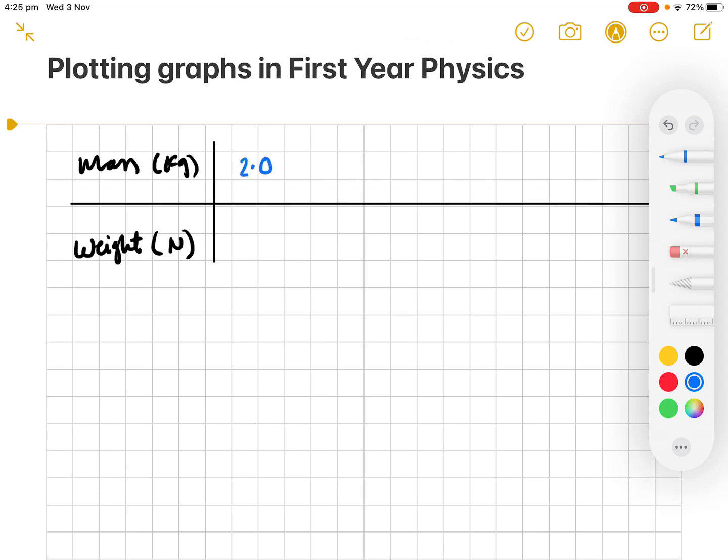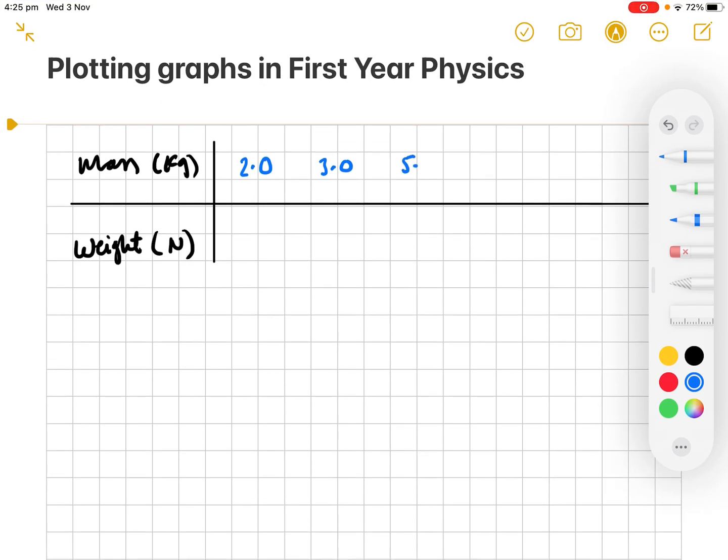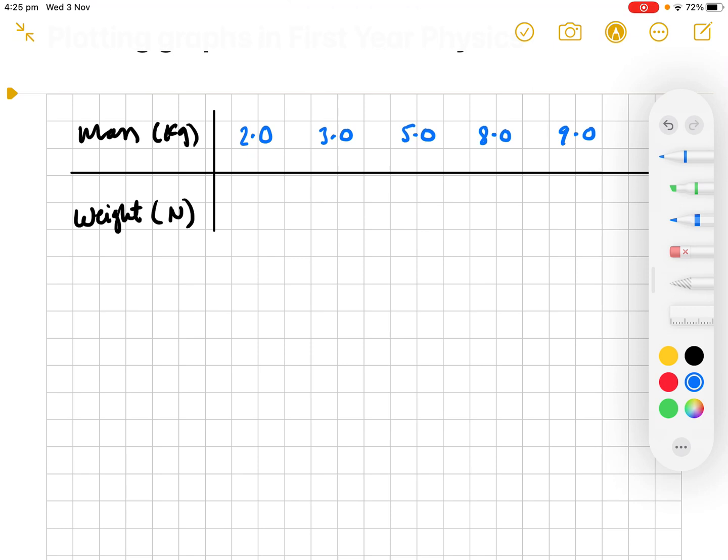So I had a 2 kilogram mass. I also had a 3. It turns out I didn't have a 4 with me, but I did have a 5. And I had an 8 and a 9. So I don't have all the masses available. I don't have 1 and 4 and 6 and 7, but I do have these ones.